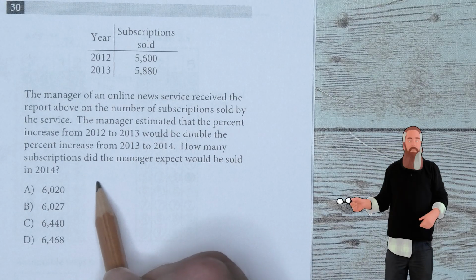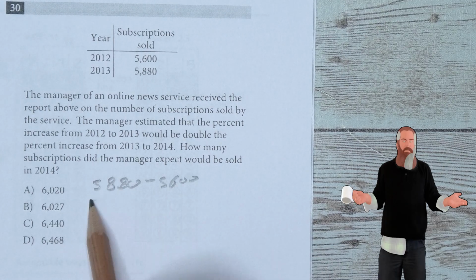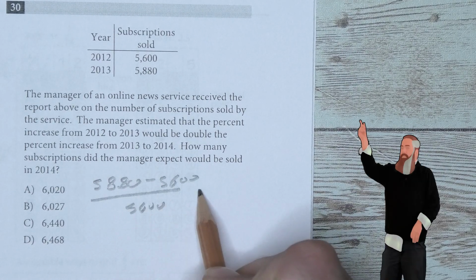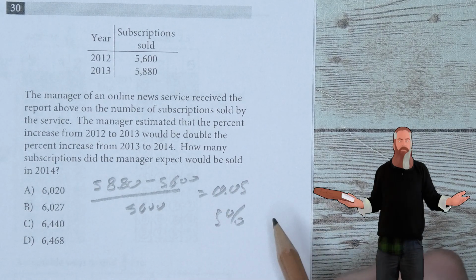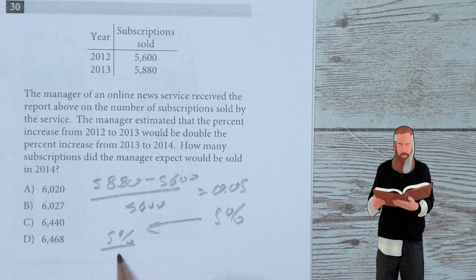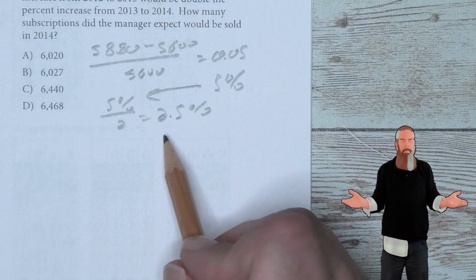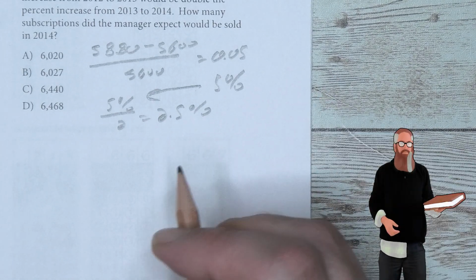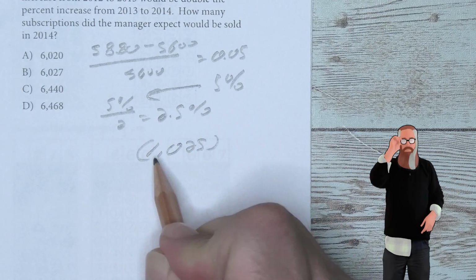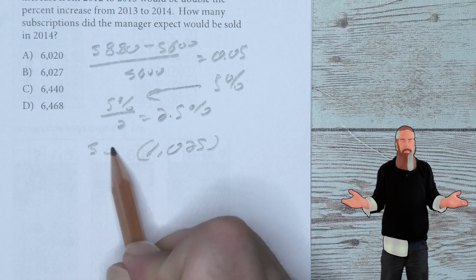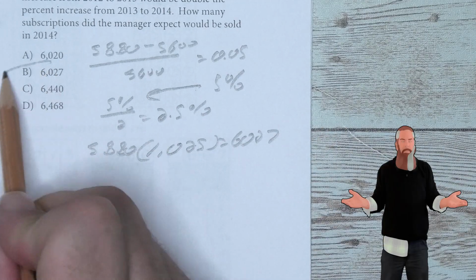So we're going to go for a percent of change, meaning 5880 minus 5600 divided by 5600 is going to give us 0.05, which is 5%. So with that, 5% divided by 2 would give us 2.5%. Now this is a 2.5% increase, which means we want to multiply 1.025 times the number of subscriptions, 5880. And this is going to give us 6,027, meaning B is the answer.